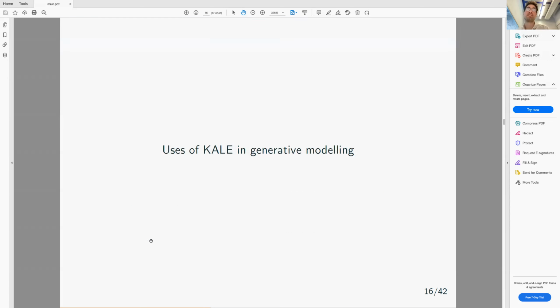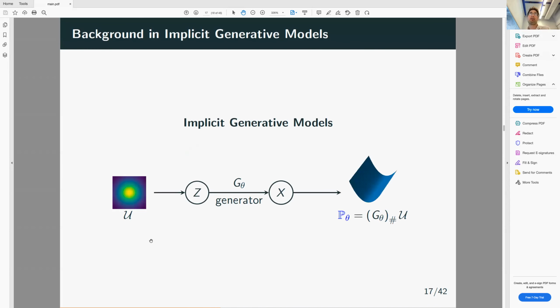So now I'm going to discuss a little bit how KALE can be used in generative modeling. So I'm going to give a little bit of background in generative models. We have hinted at this a little bit in the discussion at the beginning, but as we're going to see, probability divergences are central when training GANs.